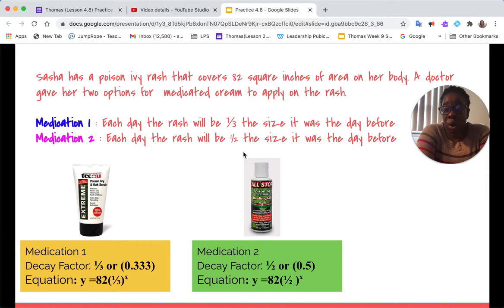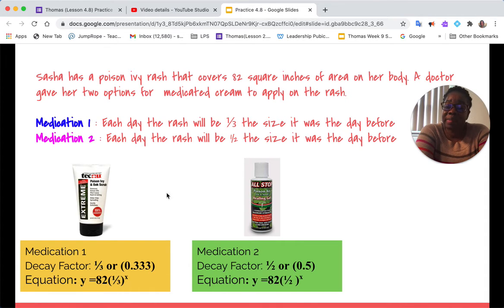Now, not only are we finding the equation for each of these, so medication one is going to be y is equal to 82 times 1/3 raised to the x, and medication two is going to be y is equal to 82 times 1/2 raised to the x.